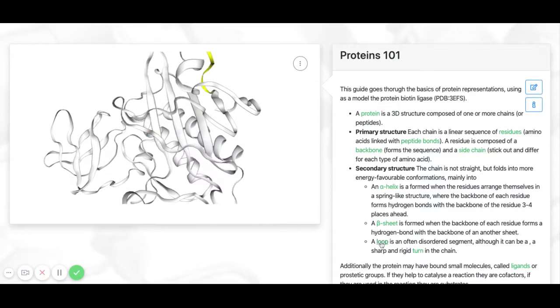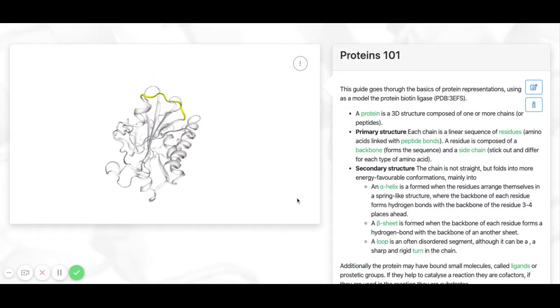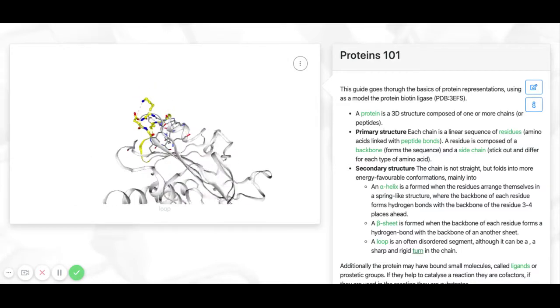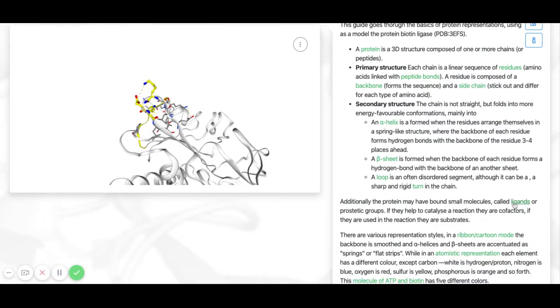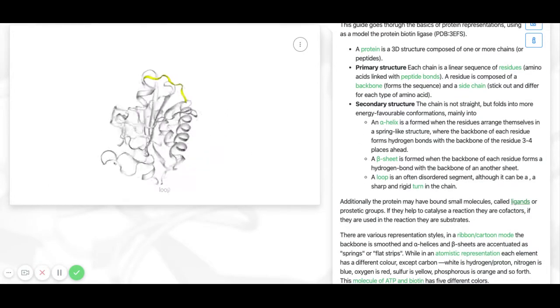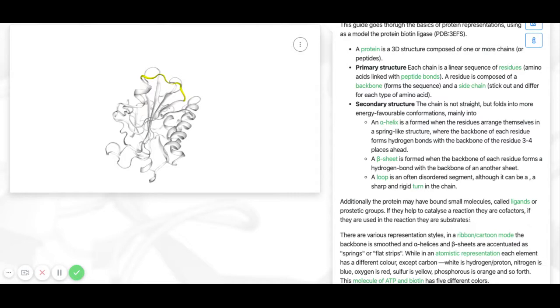And then we've got the bits that are neither alpha helices nor beta sheets, these loopy things, which are loops or disordered regions. Although not all loopy things are disordered, as some of them are quite tight turns and are very rigid. Additionally, we've got bits that are not part of the protein, which are ligands.